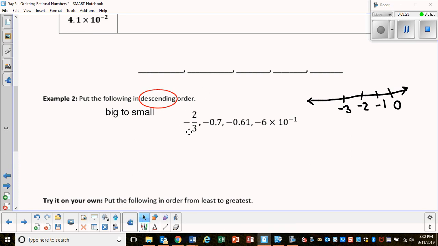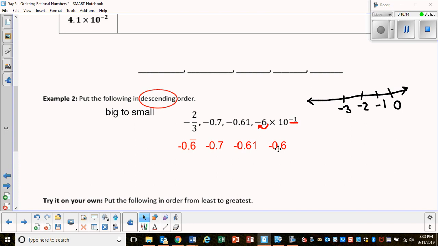So we have negative 2/3. We got to convert that to a decimal, so we're going to do 2 divided by 3 and then put the negative on top of it. So that gives us negative 0.6 repeating, which is 0.666. We have negative 0.7, so we can just write that. We have negative 0.61, so we can write that. We have a scientific notation, which means that decimal point needs to get moved one space over, because this is a negative 1, one space to the left. So that actually becomes negative 0.6.